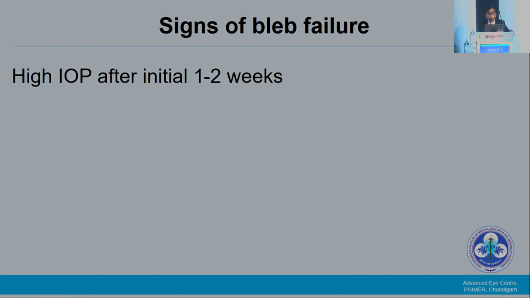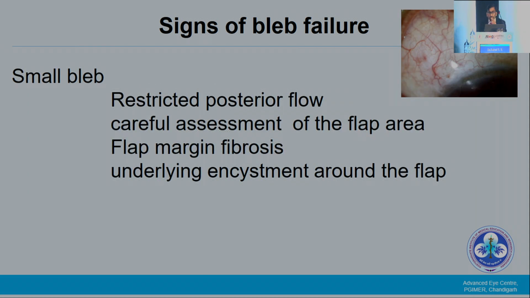So, as already told, for high IOP in the initial 1 to 2 weeks, one should take care with anti-glaucoma medication or any treatable pathology, maybe go for surgery to relieve the iris block, or maybe 5-FU or bleb needling. So the next sign is the small bleb.